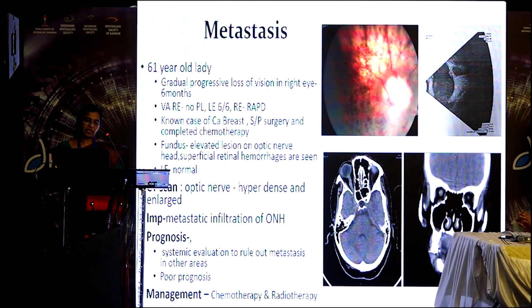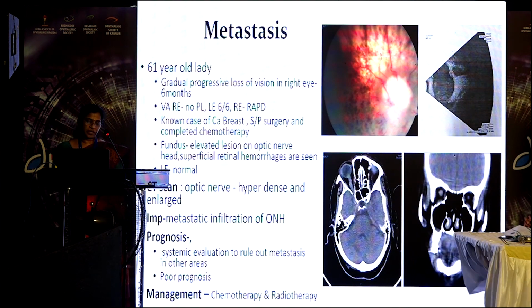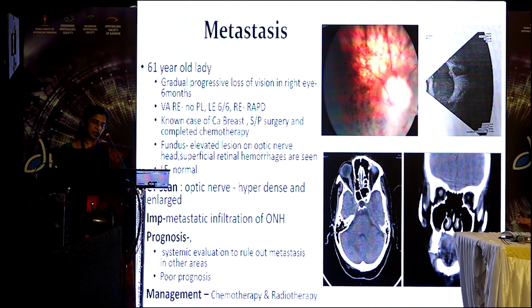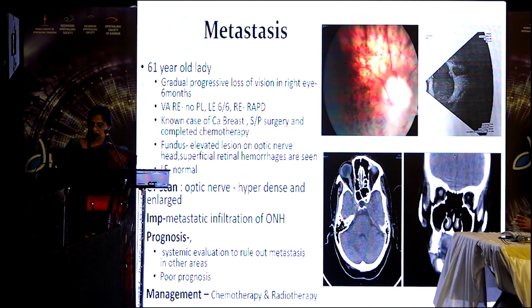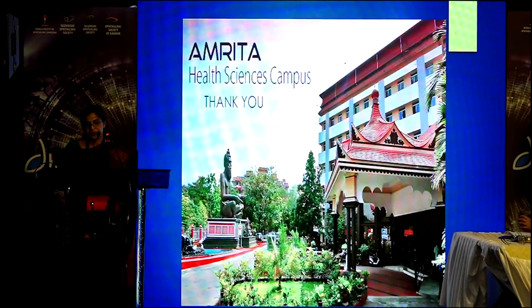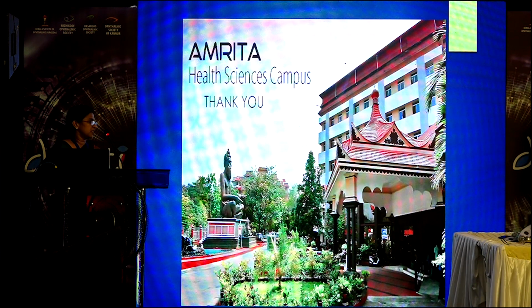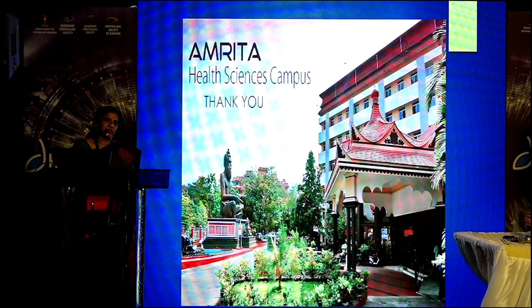So it is metastatic infiltration of the optic nerve head. We have to evaluate for systemic metastasis, and it is again an indication of poor prognosis. She was given palliative chemotherapy and radiotherapy. So optic nerve tumors are rare. We have to evaluate them and treat accordingly. Thank you.